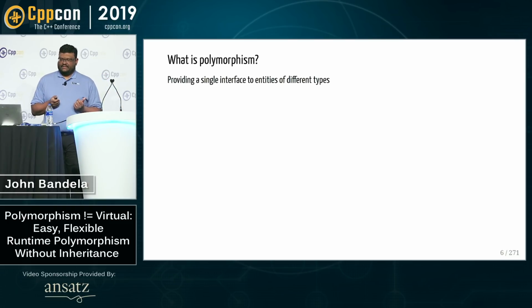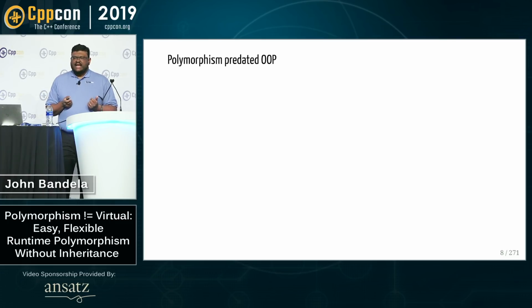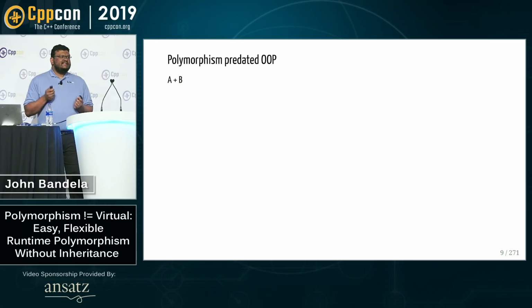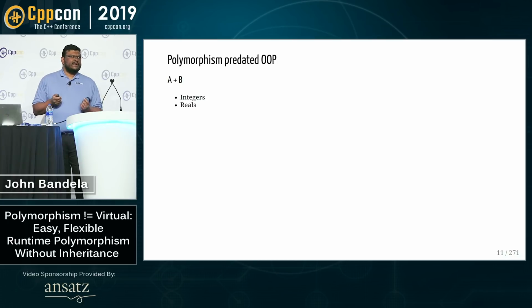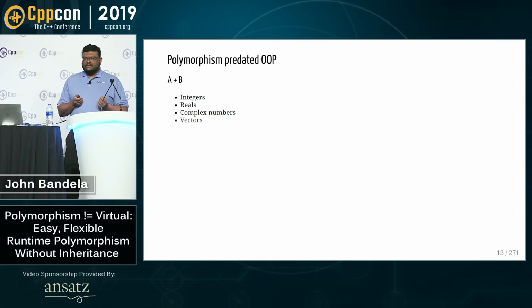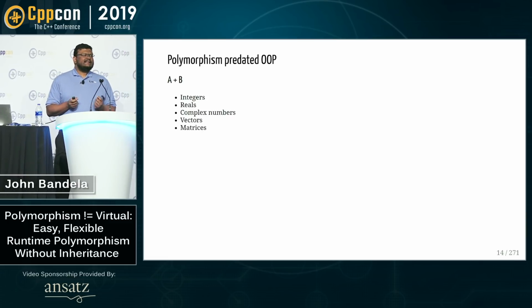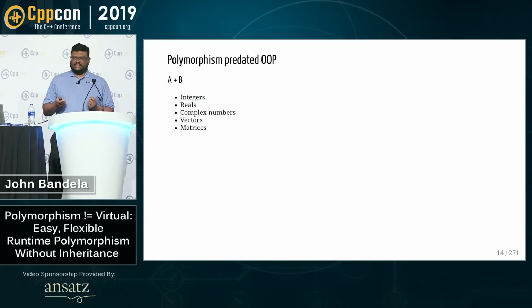So let's see if we can get a more helpful definition. Providing a single interface to entities of different types. And it's important to understand that polymorphism actually predated object-oriented programming. Consider this expression: A plus B. It does different things even though it looks the same if A and B are integers, if they're reals, if they're complex numbers, if they're vectors, or if they're matrices. But we're using the same notation for each of these situations.